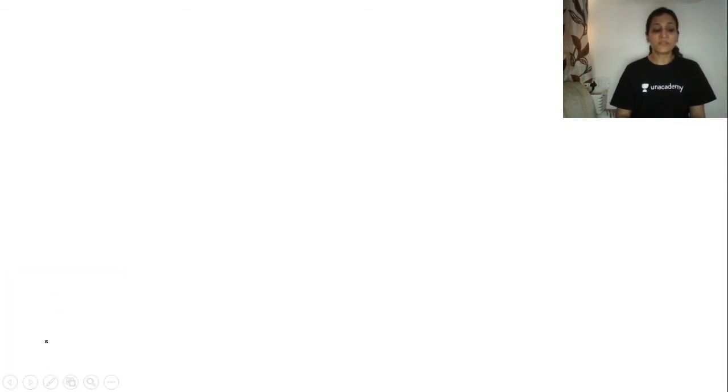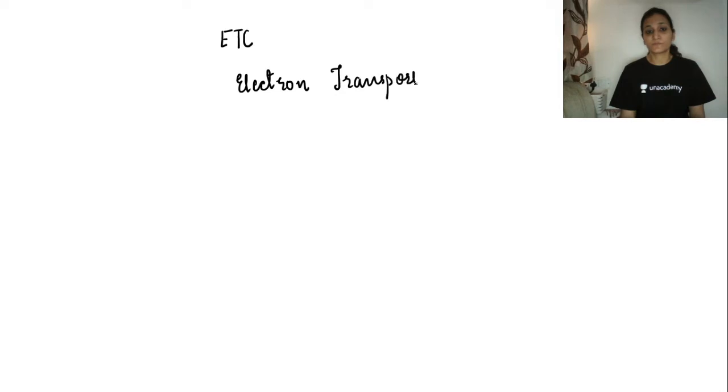Now this was a little about Unacademy. Let us move towards the topic, that is electron transport chain. So what is the full form of ETC? It is electron transport chain, and this we'll be doing in parts. So this is part 1, and this electron transport chain is also called as biological oxidation.